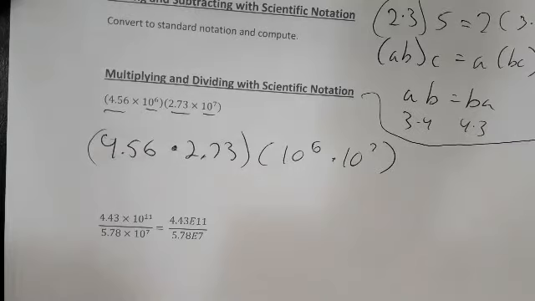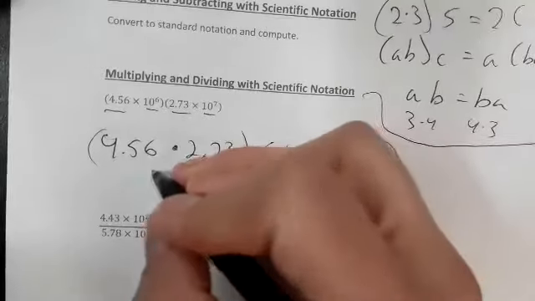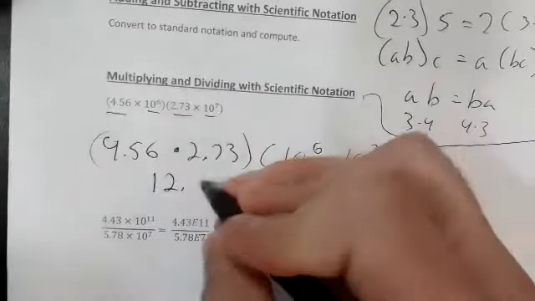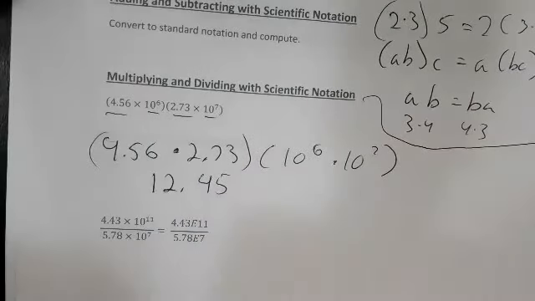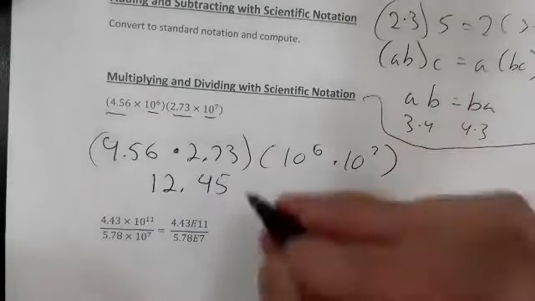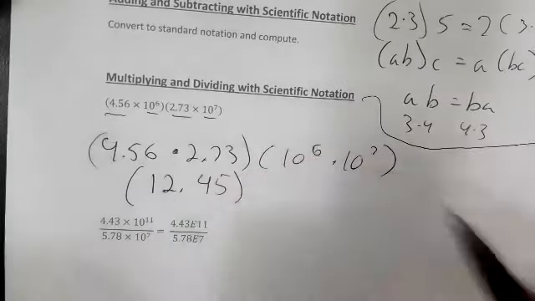And this, you will probably have to grab a calculator and figure out what 4.56 times 2.73 is. I get something like 12.4488. So I'm going to round that to 12.45.